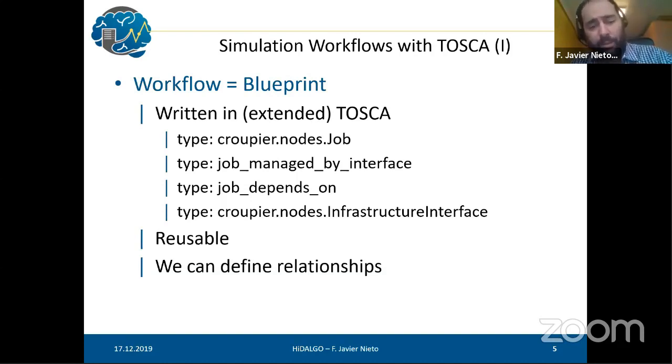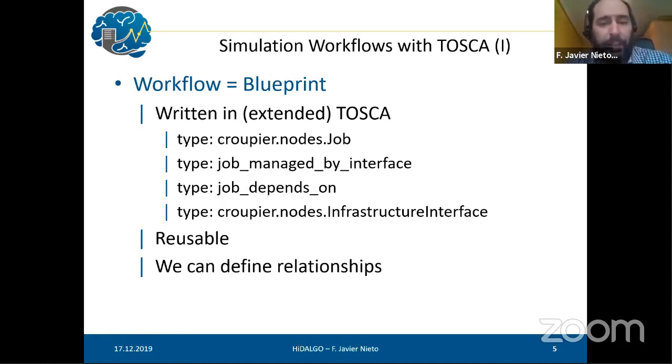There is a type which is group year nodes job, which is for defining that what you have there is a task that will be devoted to HPC. Also, there are different relationships that we have defined. These are pretty much in line with the standard ones in TOSCA, but a bit adapted to the HPC part. We also had to define how to describe the characteristics of the HPC system that you are going to use, and some necessary information, such as where the endpoint is, your credentials, things like this.